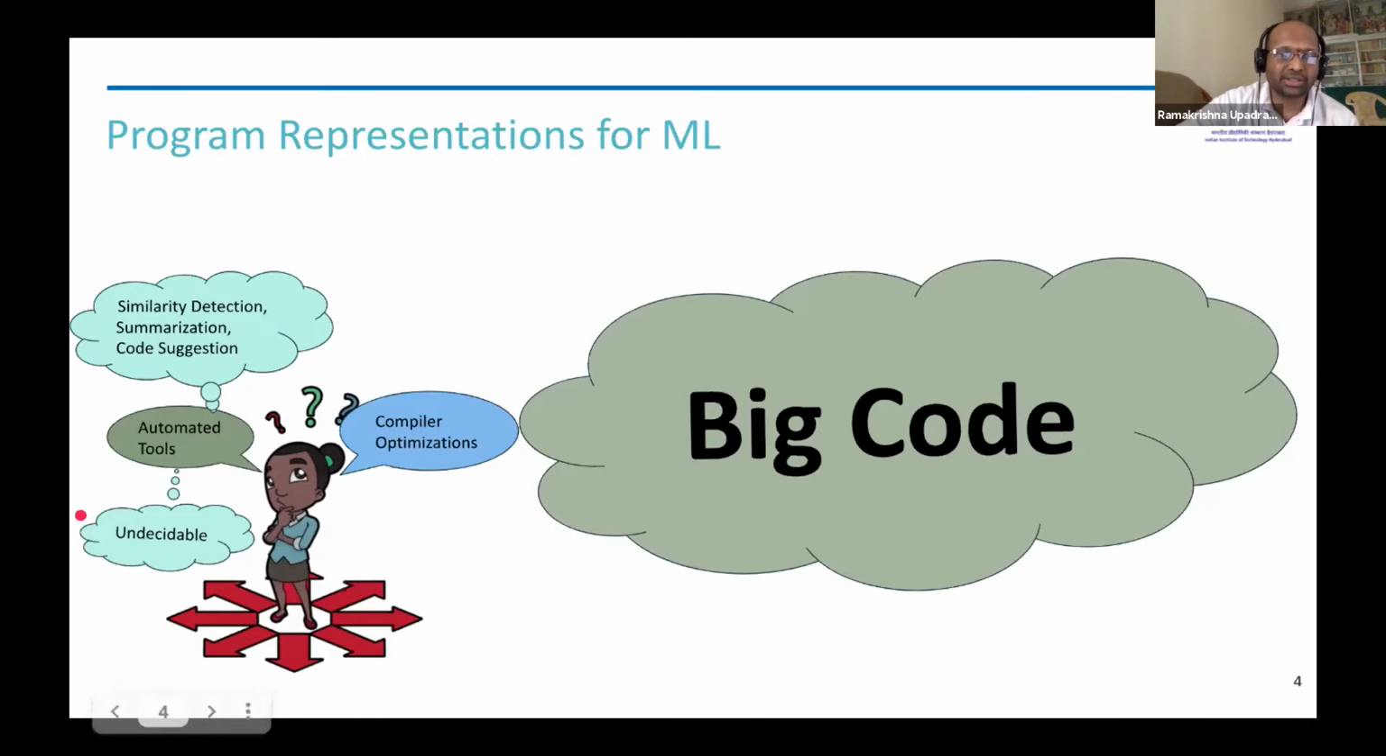But actually, this boils down into some undecidable problem. Rice's theorem, etc., all the way back, nearly a century back. So undecidability really bites us very heavily here.